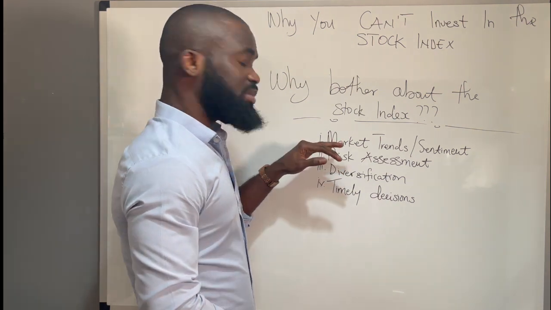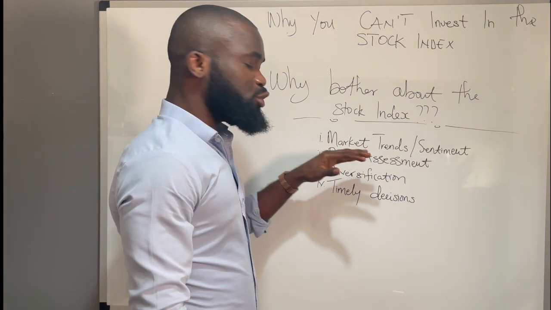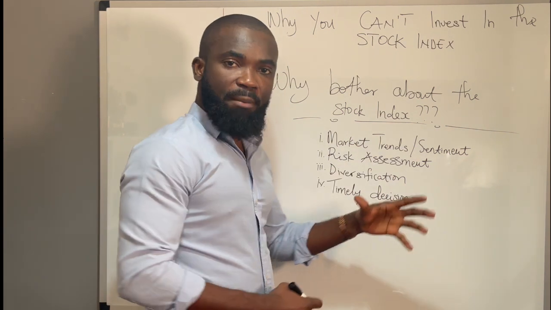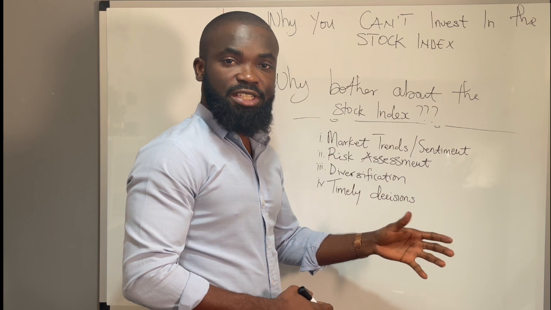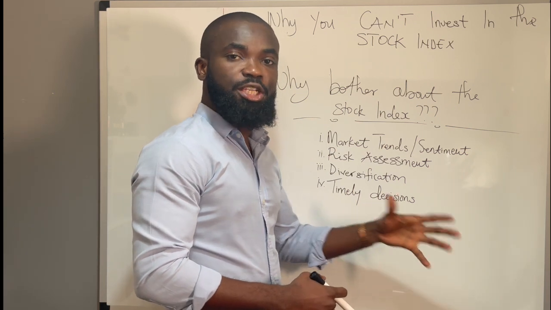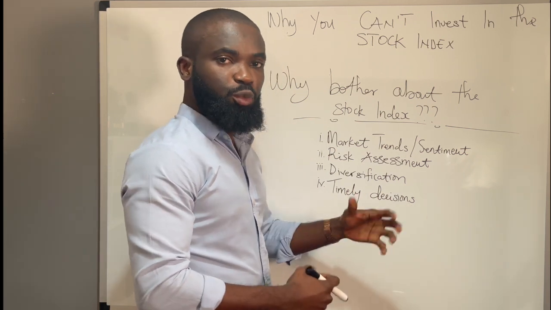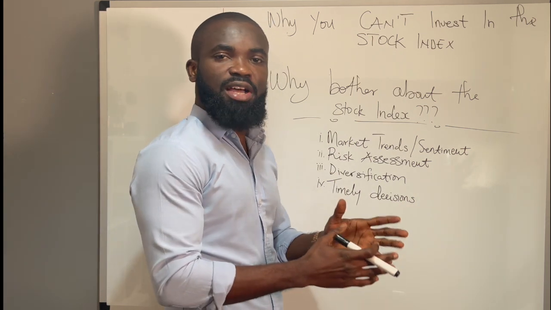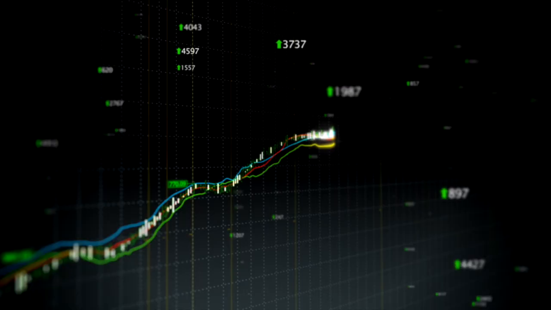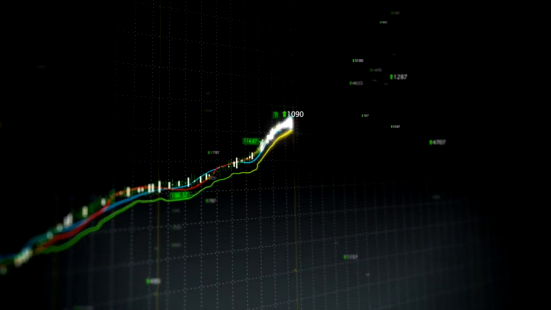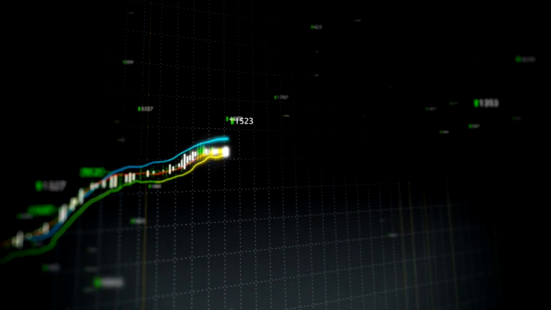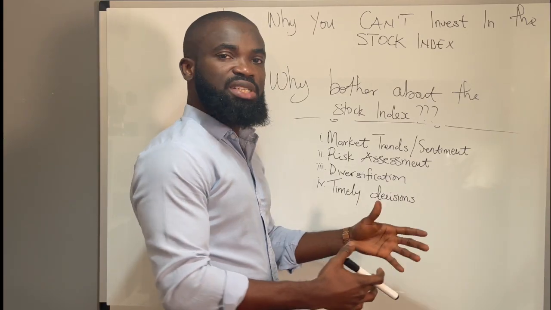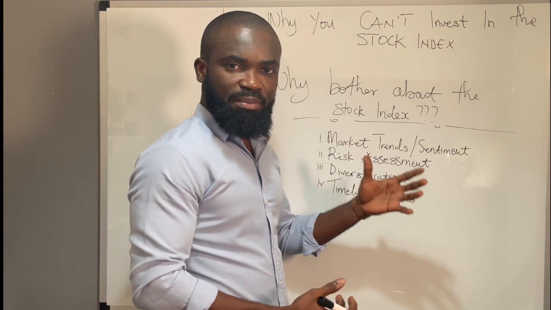So first of all, the stock index is used to know market trends and sentiments. What I mean by this is that if you choose a particular stock index, let's say the S&P 500 for instance, and you study the history of such a stock index, you would be able to know the trend of the market and the investor sentiment towards that specific market. So here, the rising index values could indicate a positive market trend or a positive investor sentiment towards the market, and a bullish market for instance.